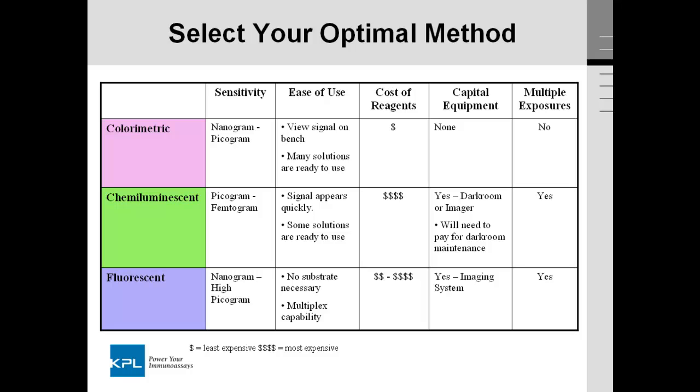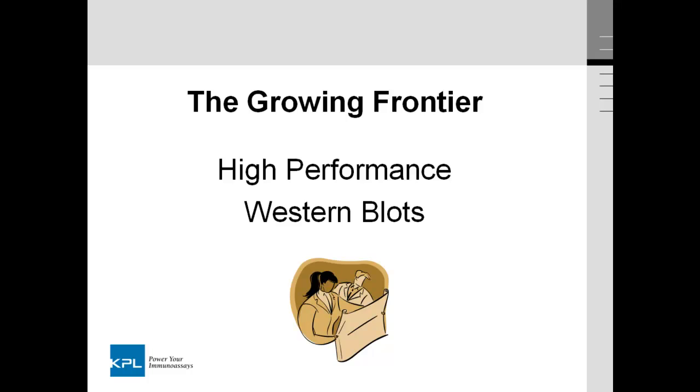This slide here summarizes the 3 different detection methods we have just discussed and will be useful in helping you to decide your optimal Western blot detection method. We will now discuss high-performance Western blotting.